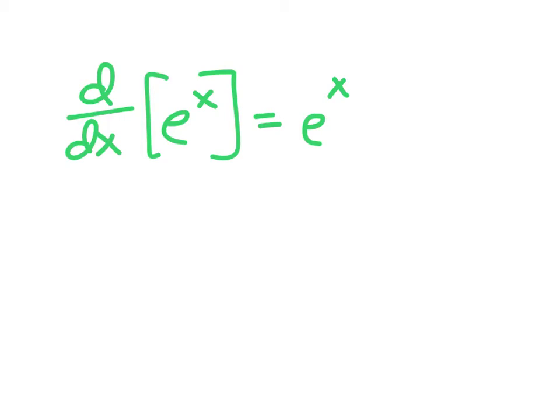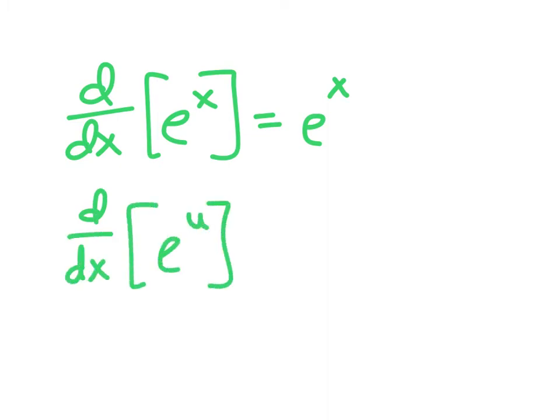Now most of the time we don't have just e to the x, it would be e to something else, so we'll have e to a function of x, and so we'll have that written as the derivative of e to the u, where u is a function of x. In order to differentiate this, we need to apply the chain rule. So I would have e to the exponent times the derivative of the exponent, so times u prime.